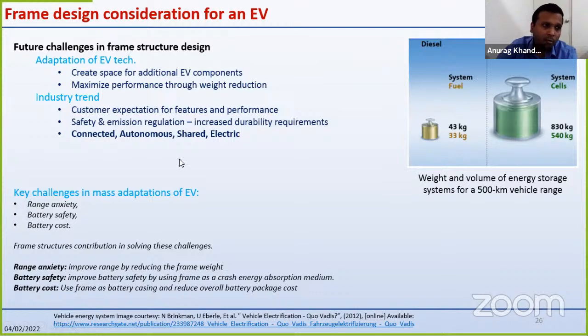So it puts a lot of load onto the frame. Obviously, the overall size of the vehicle is not increasing, so the frame has to accommodate all those increasing EV components. At the same time, we should optimize the weight reduction for optimum performance and range. The key challenges in EV for mass adaptation are range anxiety, since long distance travel in EV is still limited by battery range, then battery safety in case of collision, and battery cost. One example of how the frame can contribute is to use the frame as a battery casing, reducing the overall cost of the battery packaging. It also helps in reducing the weight overall.